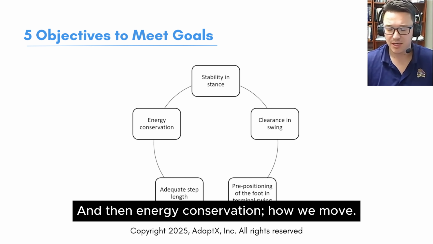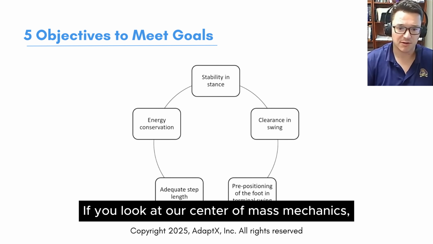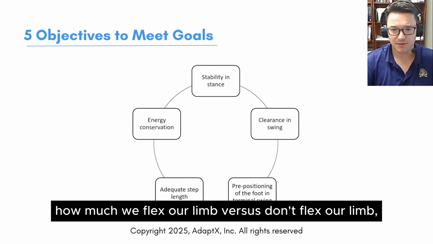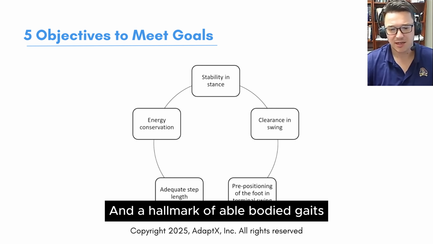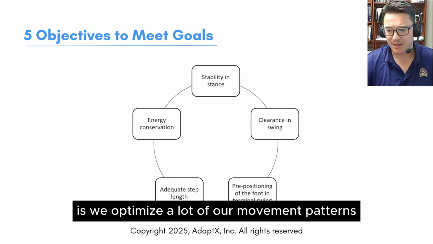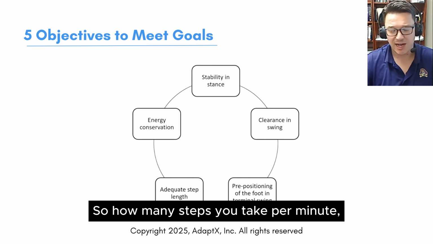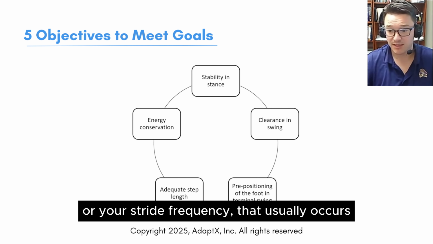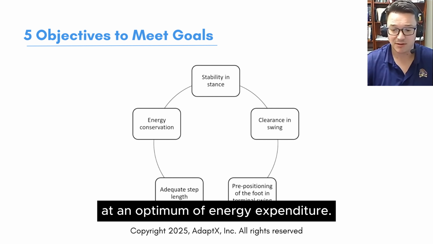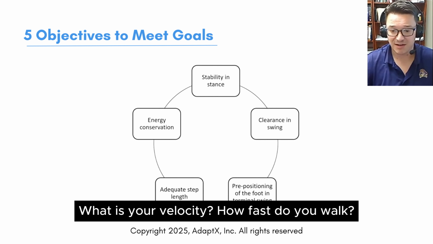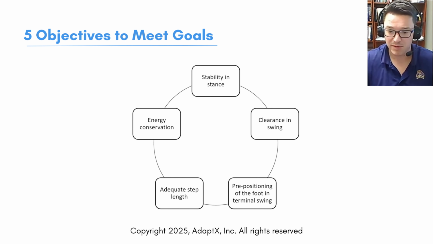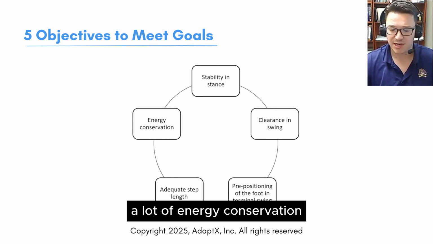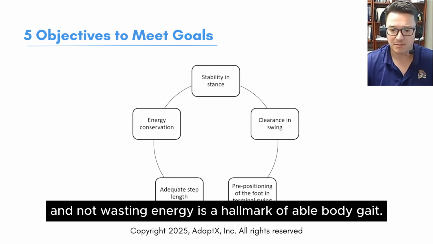And then energy conservation, how we move. If we look at our center of mass mechanics, how much we flex our limb versus don't flex our limb, all these things play a role in not wasting energy. And a hallmark of able-bodied gait is that we optimize a lot of our movement patterns with energy expenditure. So how many steps you take per minute, or your stride frequency, usually occurs at an optimum of energy expenditure. What is your velocity, how fast you walk, that gait speed? That usually occurs at an optimal amount of energy per meter traveled. So a lot of energy conservation and not wasting energy is a hallmark of able-bodied gait.